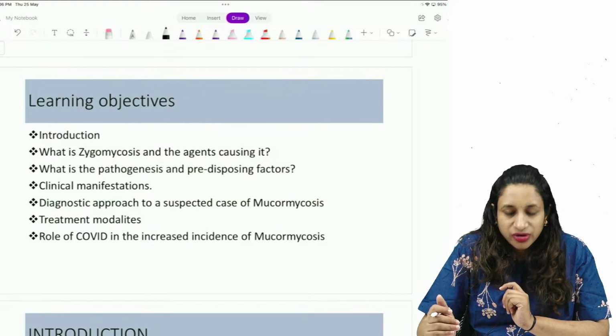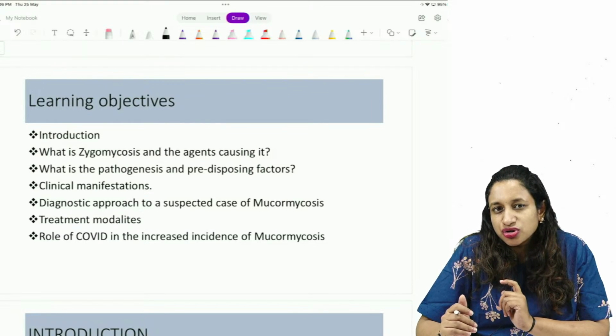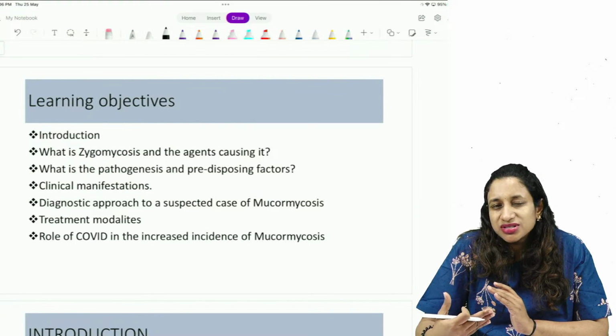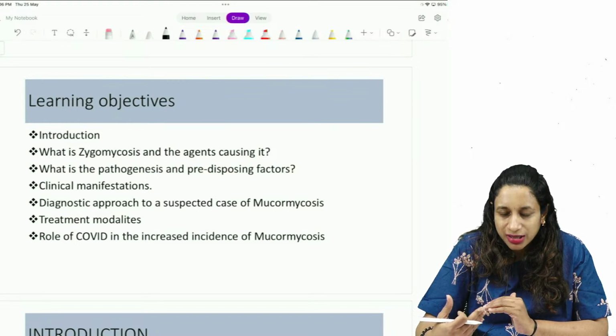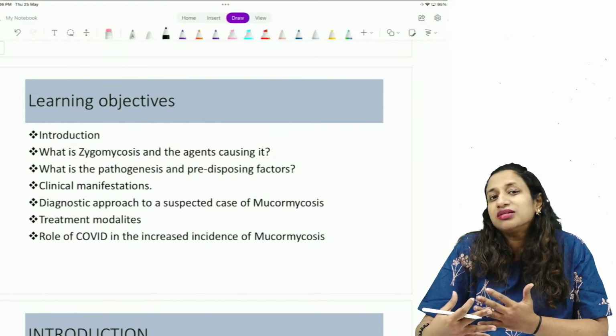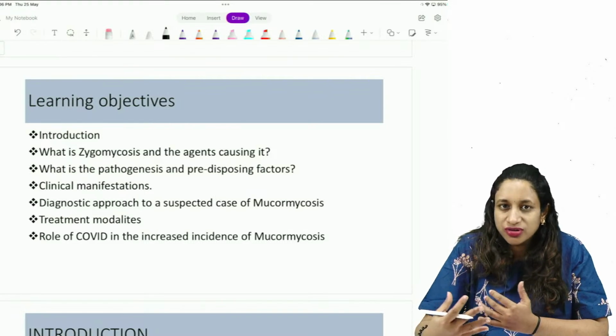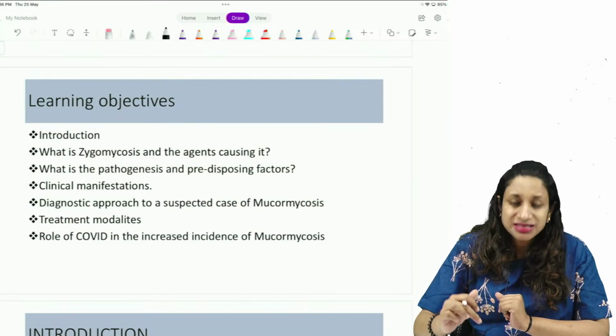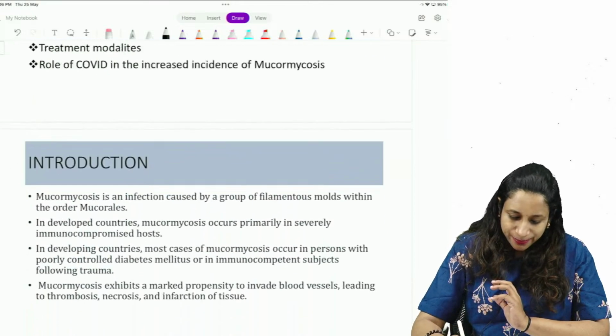Now role of COVID, this is the most important thing that you should know. We tend to see that post-COVID there were a lot of incidents of what was known as black fungus. So they were talking about a lot of cases of mucormycosis, and this was associated with post-COVID for a lot of reasons. We are going to cover all of these aspects now and see what exactly is mucormycosis.